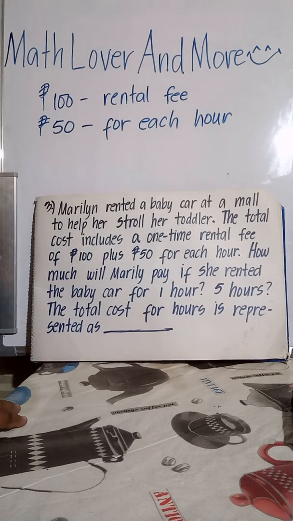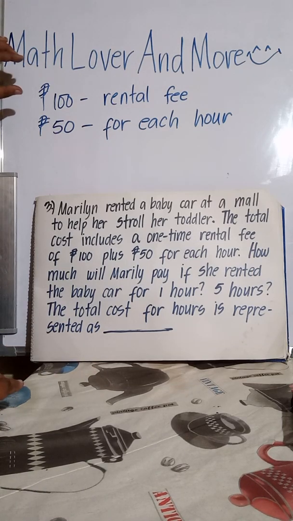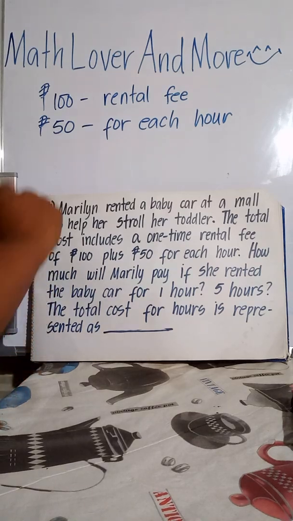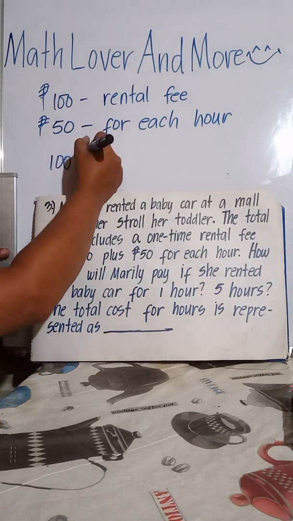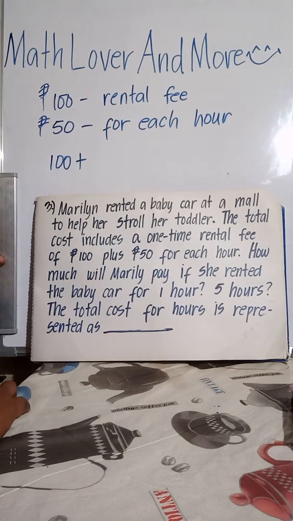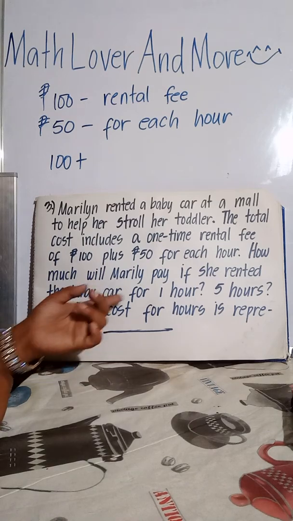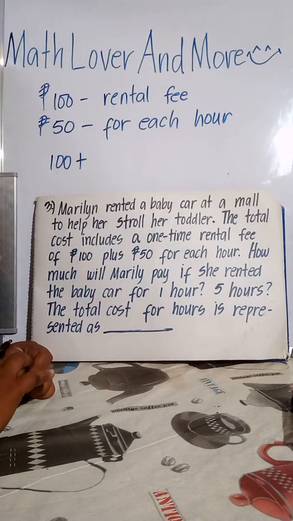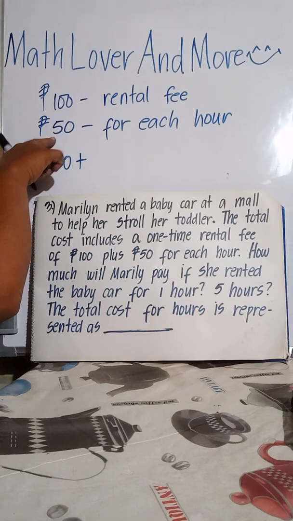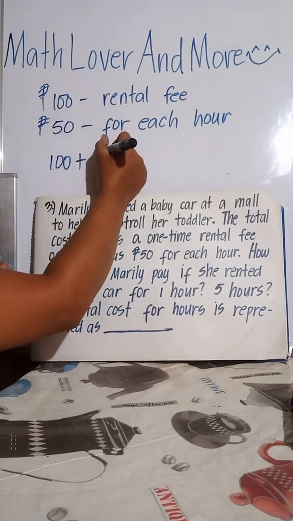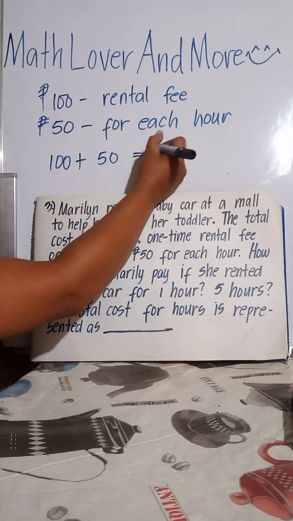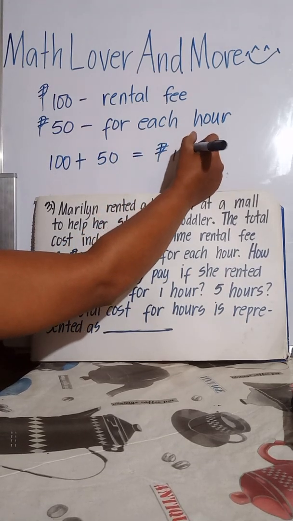How much will Marilyn pay if she rented the baby car for 1 hour? So, for 1 hour, first, Marilyn will pay 100 pesos for the one-time rental fee. So, that will be 100 plus. There is a payment for each hour. And since she rented it for 1 hour, for every hour is 50 pesos, so that will be plus 50 pesos. And so, the total payment will be 150 pesos.